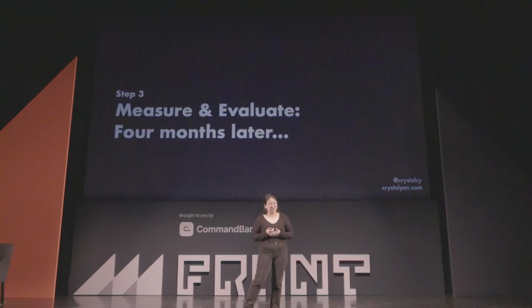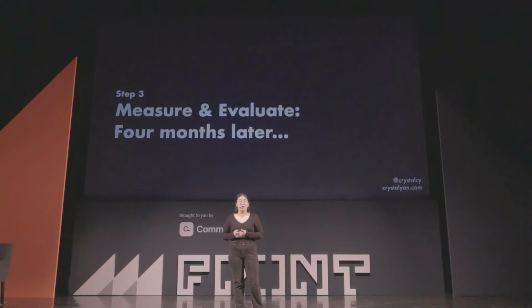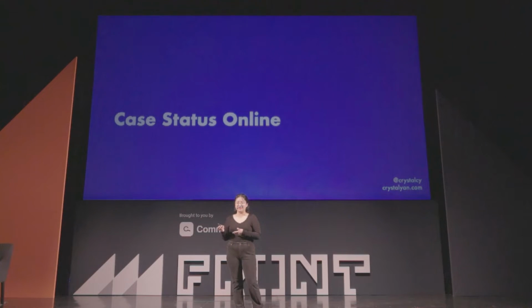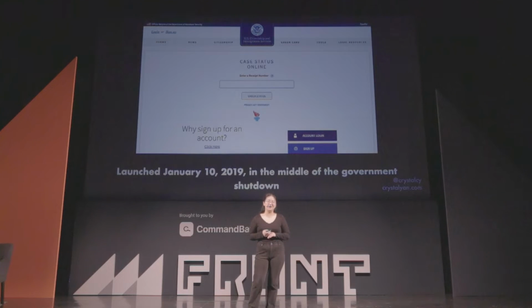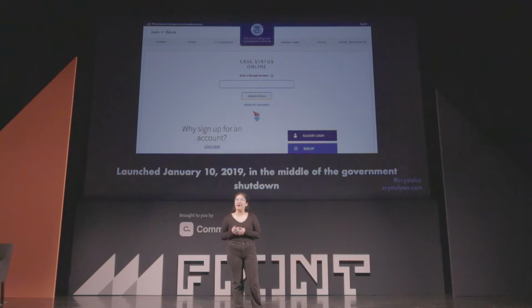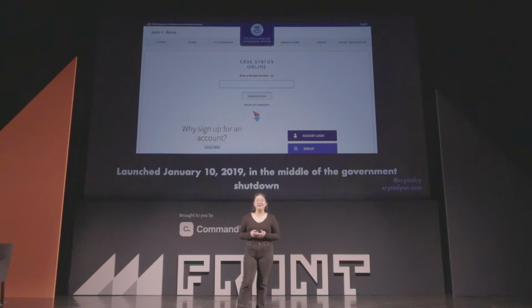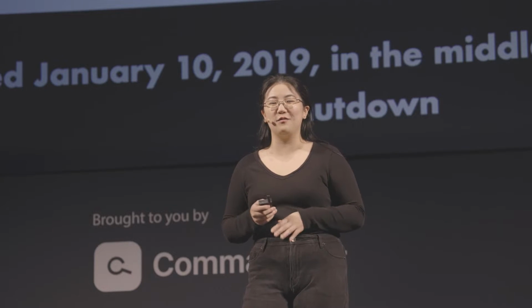So what happened a few months later? We were actually able to launch Case Status Online. We happened to launch it in January of 2019, during what was at the time the longest government shutdown. I was on a team of about, I want to say, 12 people. And in the middle, Congress didn't approve funding for our agency, and so about everyone but myself and another coworker was not allowed to work.